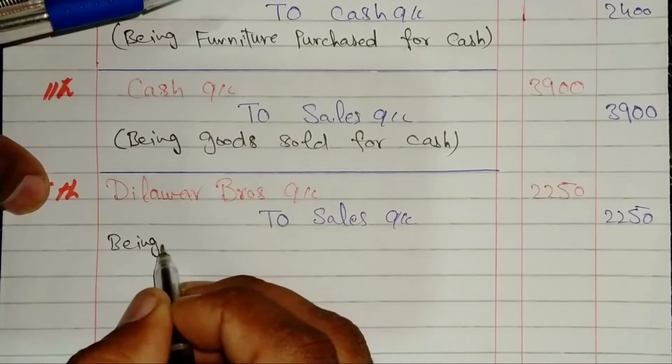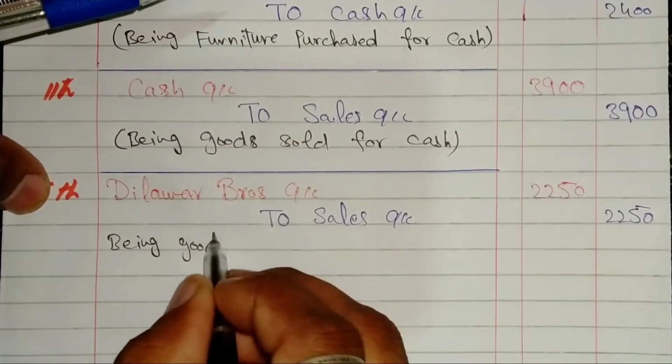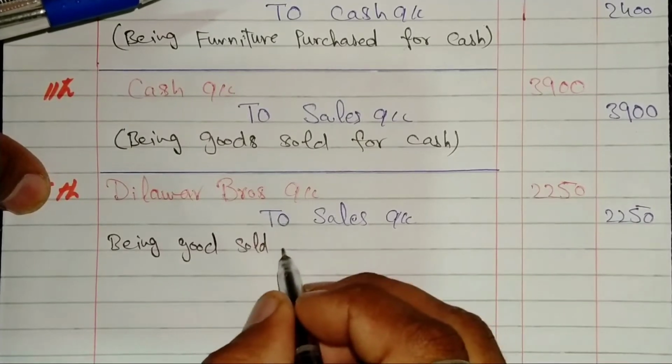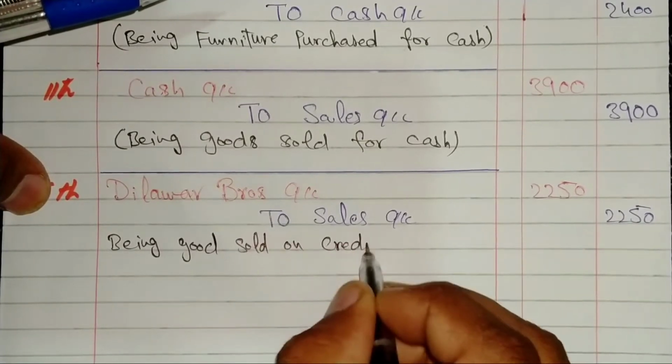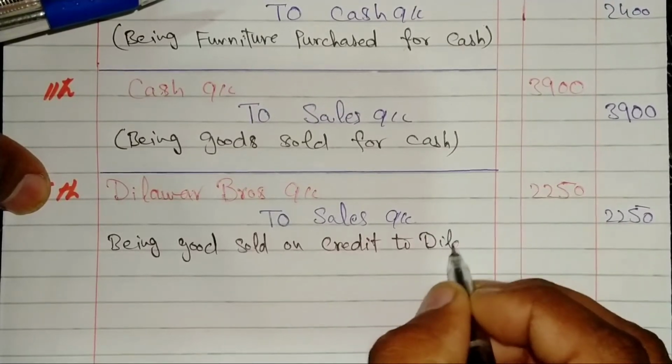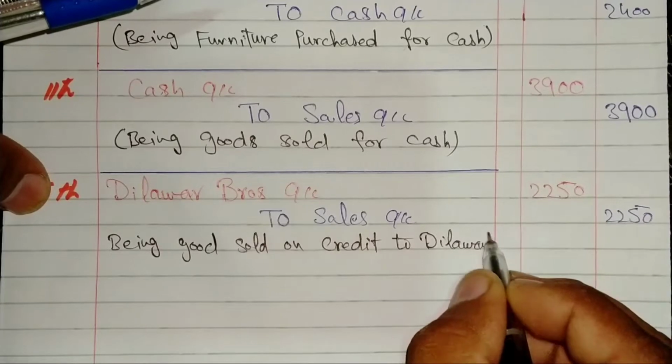Being goods sold on credit to Dilawar. Simple.